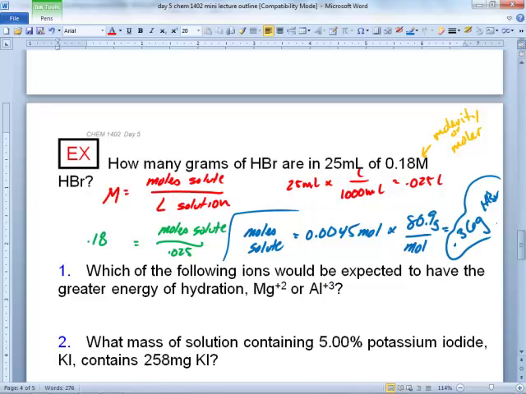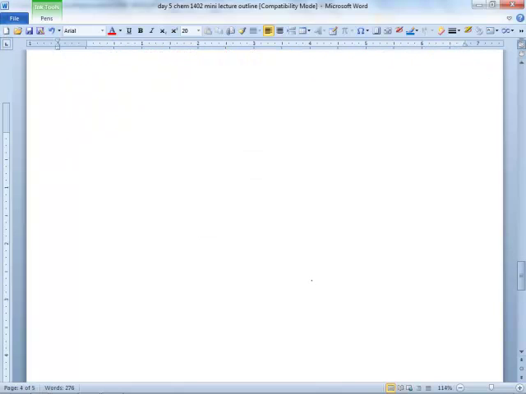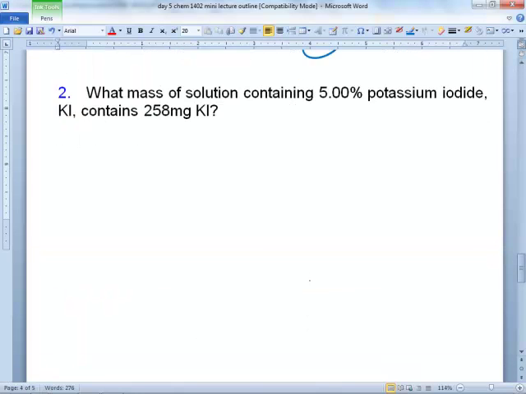Okay. Cassandra, how about this one? Number 1. Which of the following ions would be expected to have the greater energy of hydration? Yeah, because of its charge. Okay, well, let's just go in order here. We'll see how far we get. We've got a bunch. Try to knock some of these out, and I'll ask some questions as soon as I give you some time to get it completed.